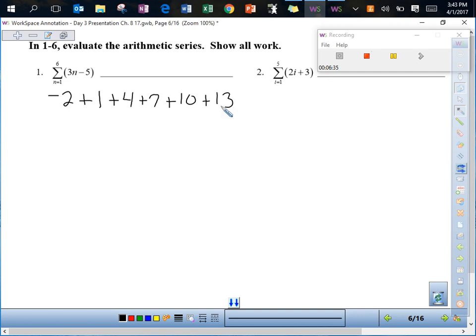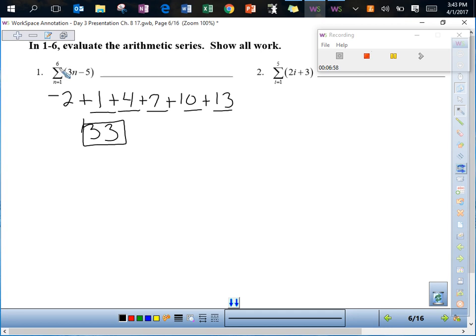Well, let's look at this total real fast. 13 and 10 is 23, plus 7 is 30, 34, 35. This total should be 33. Well, that one's not bad to do by hand because there's only 6 terms. Later on, this will become a 60 or a 600.